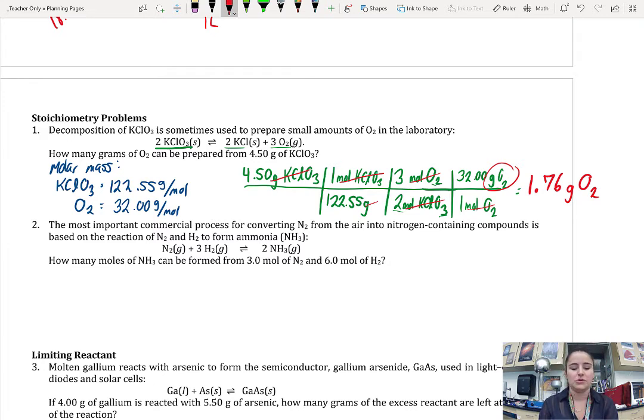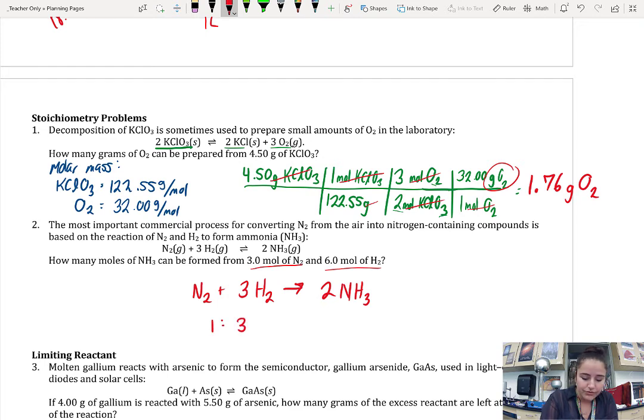Okay, so the most important commercial process for converting N2 from the air into nitrogen-containing compounds is based on the reaction of N2 and H2, nitrogen gas and hydrogen gas, to form ammonia, NH3. How many moles of NH3 can be formed from 3 moles of N2 and 6 moles of H2? Okay, so if we look at this reaction, N2 plus 3 H2 goes to 2 NH3. Okay, so it is a 1 to 3 ratio.